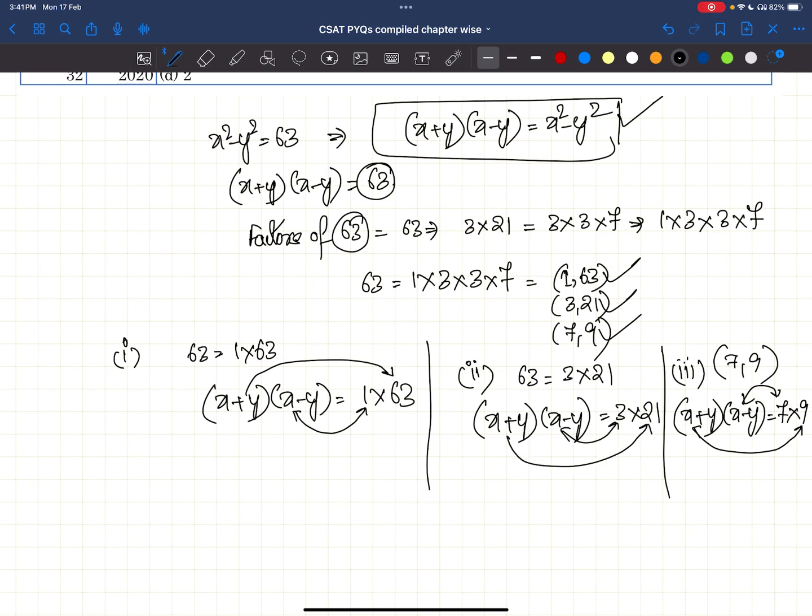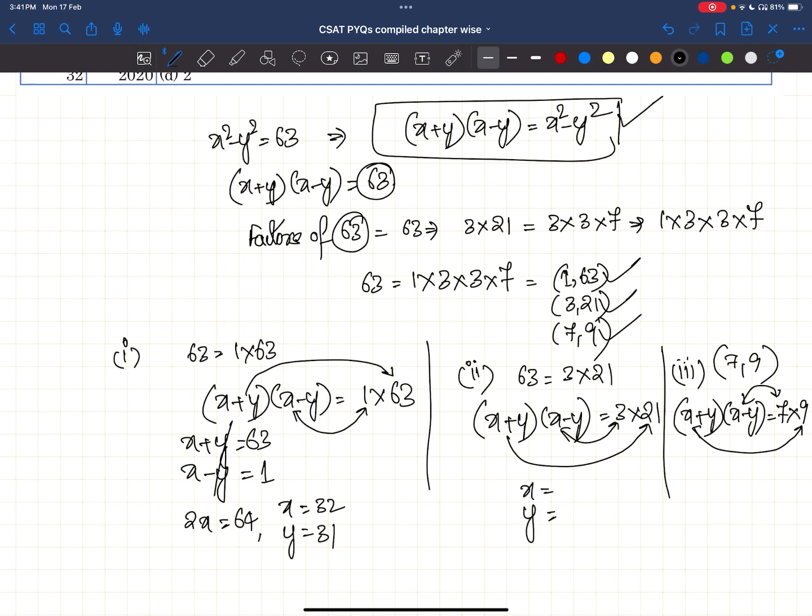Right? By solving these things, what do you get? There are two. See, x plus y is equal to 63, x minus y is equal to 1. Means if you add both the equations, 2x is equal to 64, x is equal to 32, and y is equal to 31. Similarly, we'll get two values.